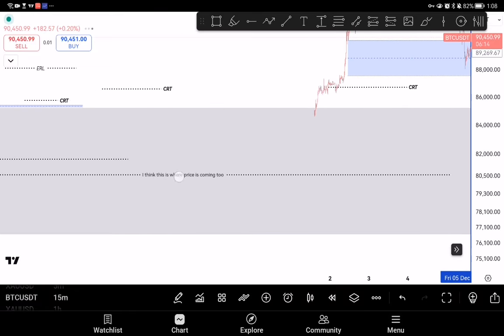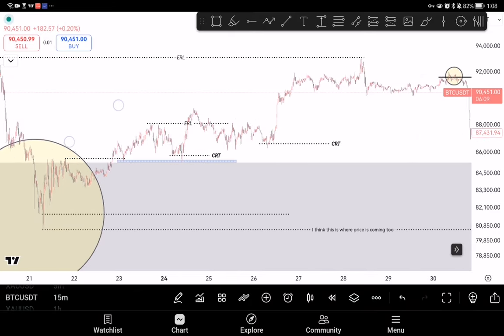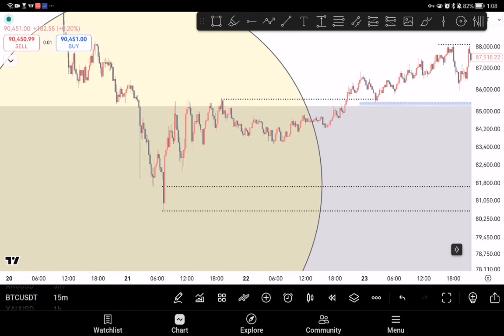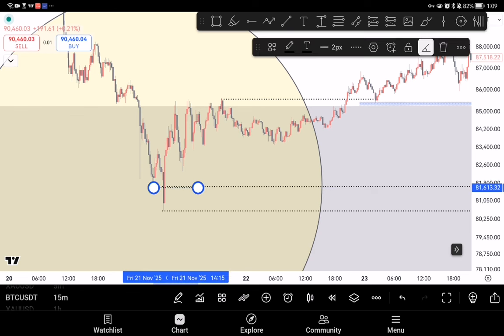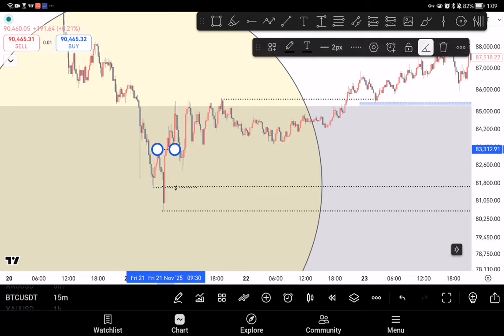Now let's start here. This is a 15-minute time frame. Remember what I said. I want to see a liquidity sweep on the 15-minute time frame. This is it here. We are going to call that liquidity sweep. I want to see a change in character on the 15-minute time frame. This is my change in character here. We are going to call that a change in character.